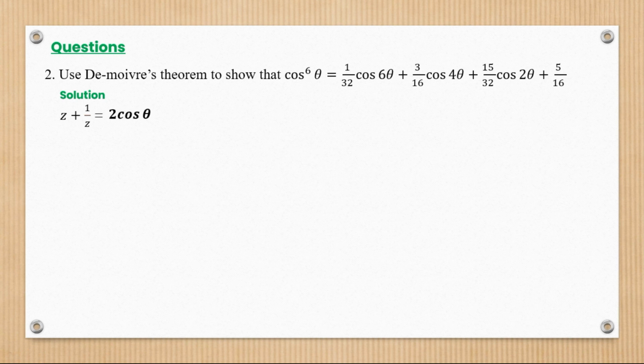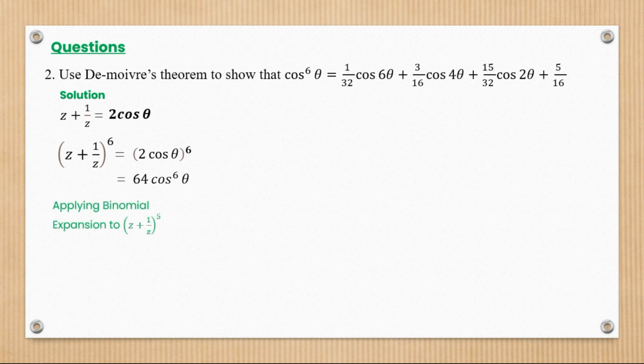Now, why do we focus on z plus 1 over z? It's because that is the format that has a cos inside. If we're dealing with a sine power of any value, we would be dealing with z minus 1 over z. But this is another example where we deal with z plus 1 over z. Now z plus 1 over z, if we put that to the power 6, is the same as that. We know that 2 to the power 6 is 64, and on the other side we have cos to the power 6 theta.